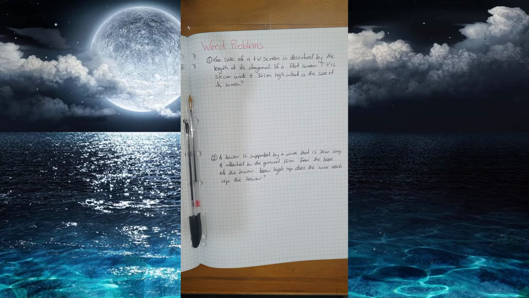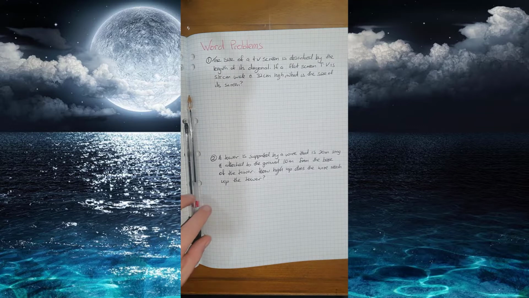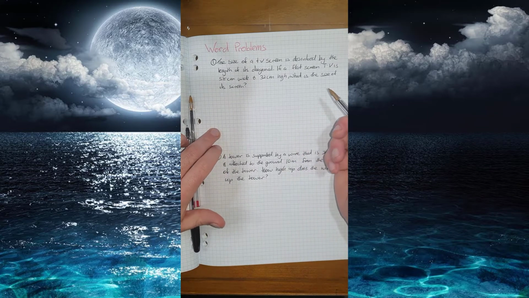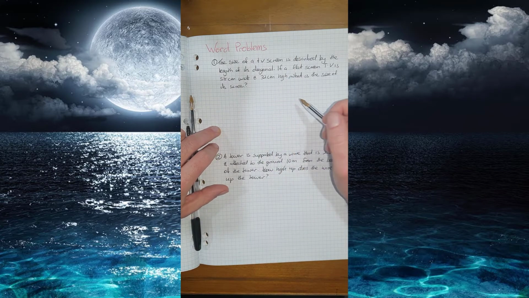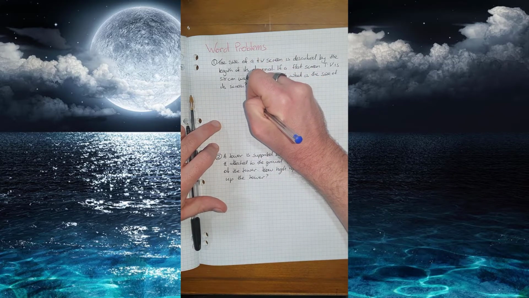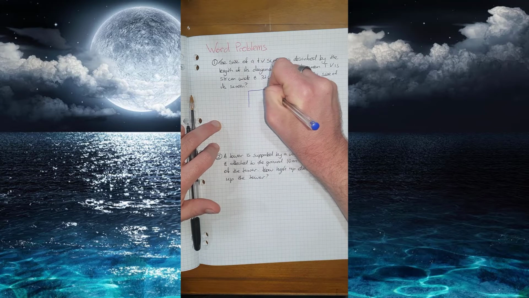So let's have a look at the first question. The size of a TV screen is described by the length of its diagonal. If a flat screen TV is 58 centimeters wide and 32 centimeters high, what is the size of its screen? Now, the first thing that you need to do with this is turn these words into a diagram. Makes the whole process a lot easier.